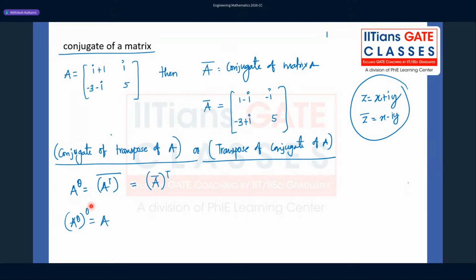If you are taking transpose, A to the power T. If you are taking the conjugate, you write it as A bar. But if you are taking both, irrespective of whatever order, you call it A to the power theta. Because order doesn't matter. Taking a conjugate and taking a transpose are independent things. So any order is fine.